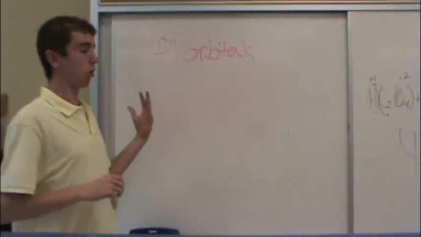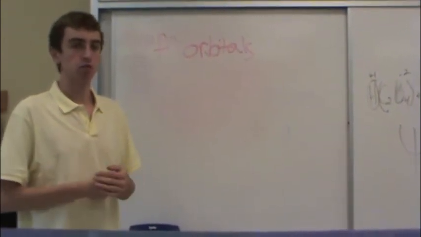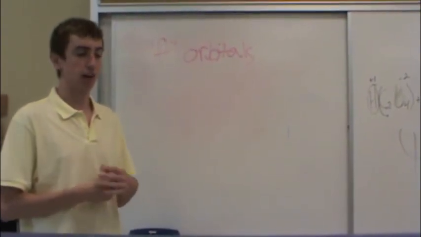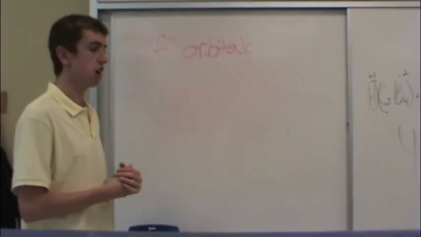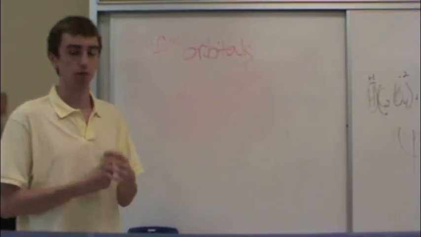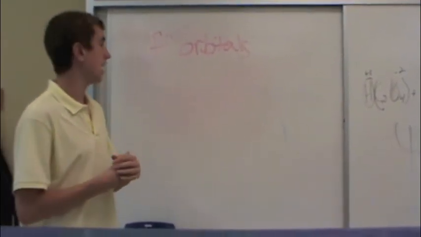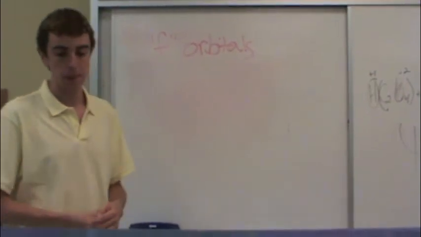The final orbital we're going to talk about are the f orbitals. You can't really draw them. They're incredibly complex shapes, and they're even higher energy than d, very high energy. So that's really all you have to know about them. They're very complex shapes that we usually tend not to draw, and they have high energy.